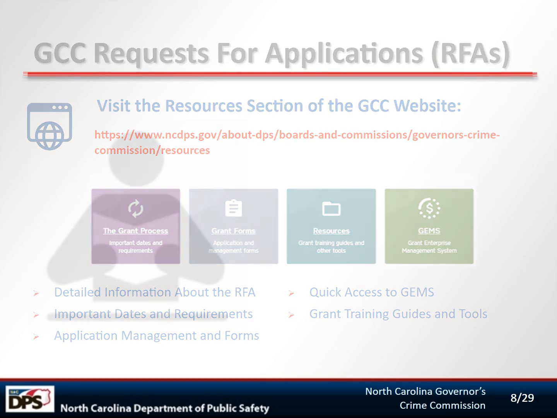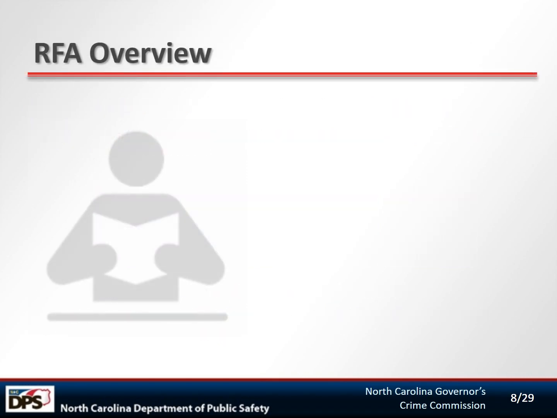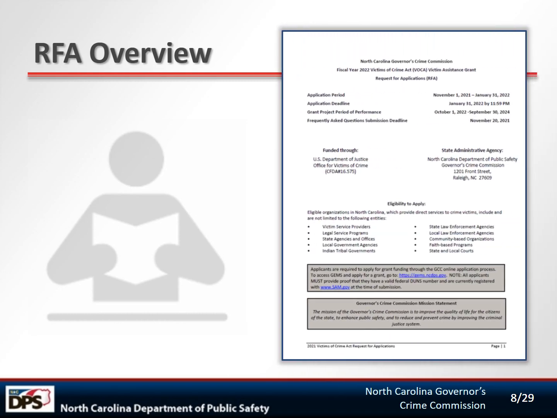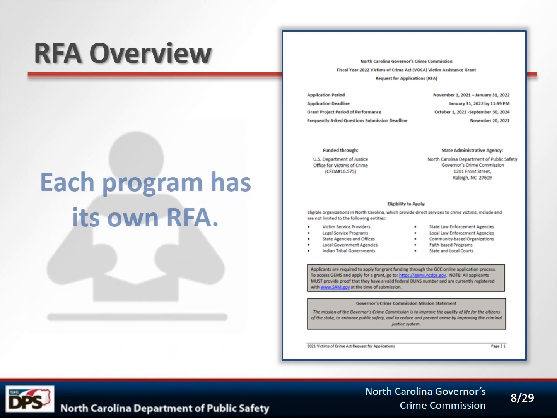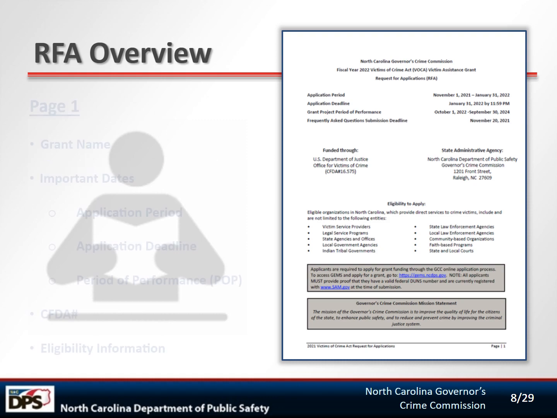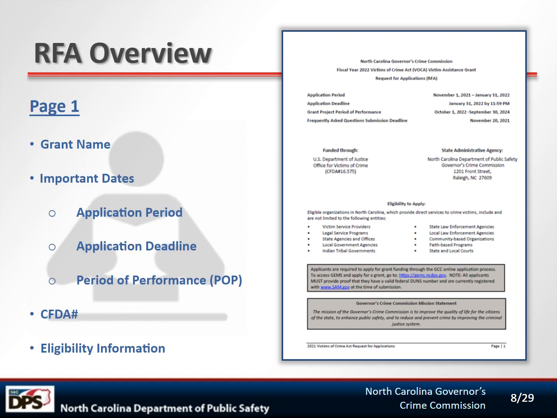The next section of Lesson 1 will provide an overview of the general characteristics of GCC RFAs. This overview is intended to provide applicants with a general understanding of the document. Please note that each program has its own separate RFA with different information, requirements, and dates. Applicants should make sure that they have an understanding of the specific program and have read the full RFA before applying. Page 1 of the RFA provides important details about the grant program and application process.